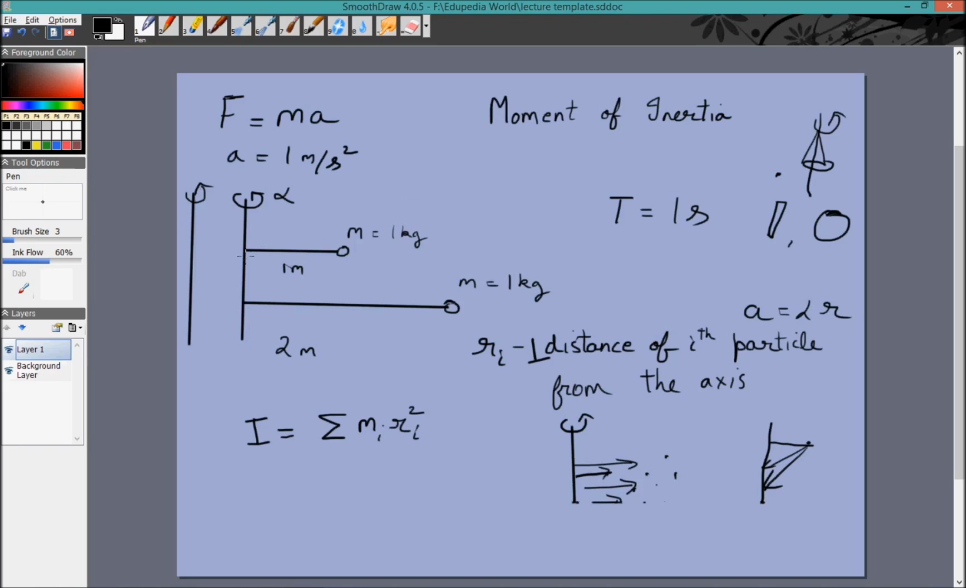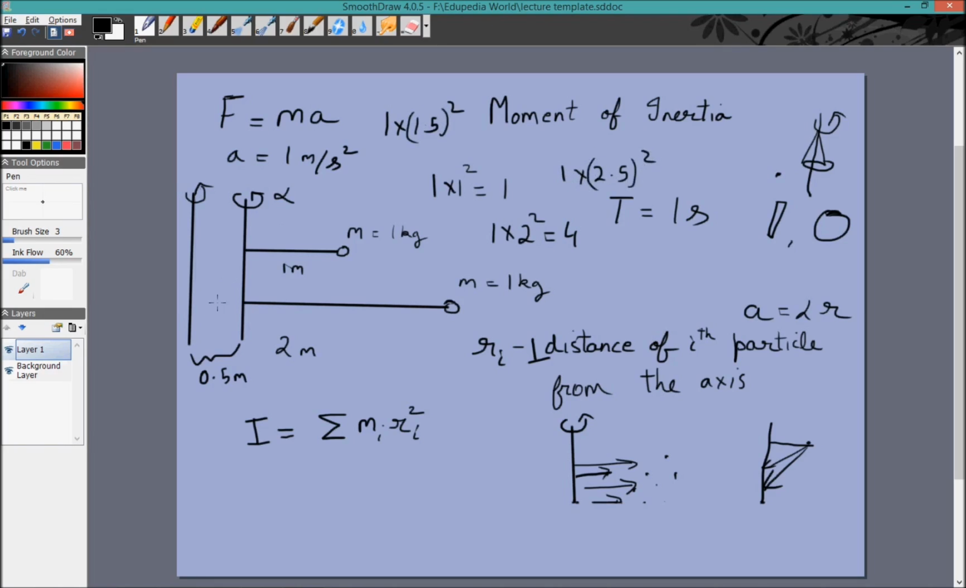So in this case, let's say this is 0.5 meters. So the moment of inertia of this object about the first axis is 1 into 1 squared, that is 1 mr squared, right? We have only one object, so we don't need to add. The moment of inertia of this mass about this axis is 1 into 2 squared, that is 4. The moment of inertia of this object about this axis is 1 into 1.5 whole squared, and the moment of inertia of this object about this axis is 1 into 2.5 whole squared, right?